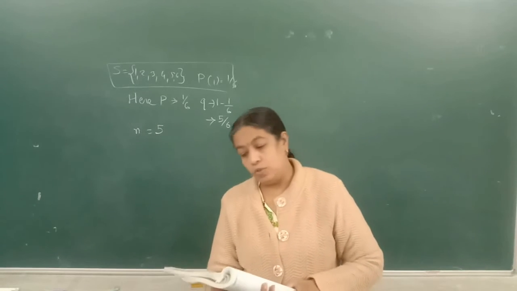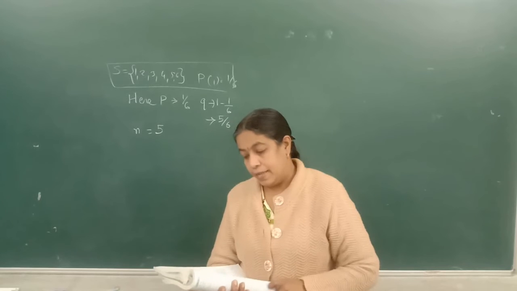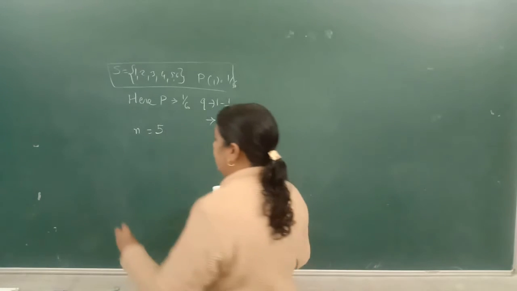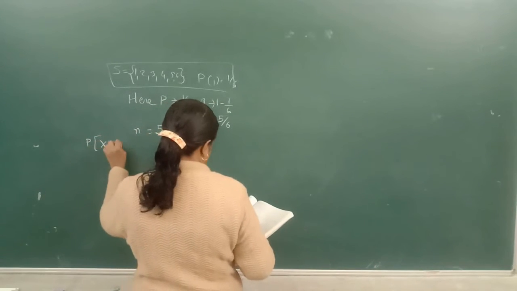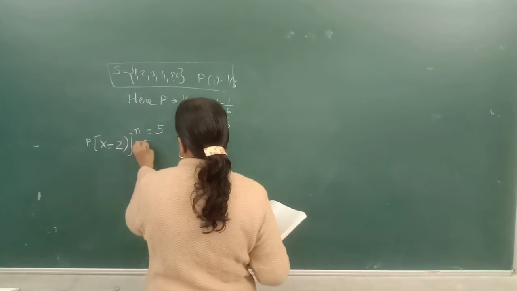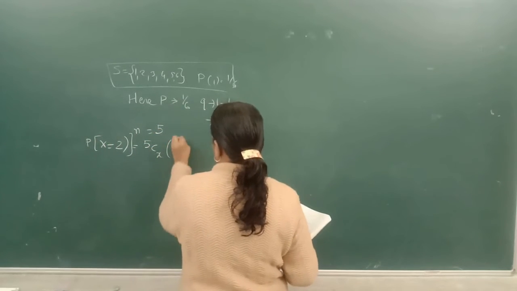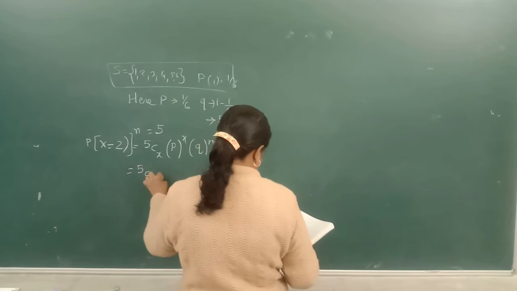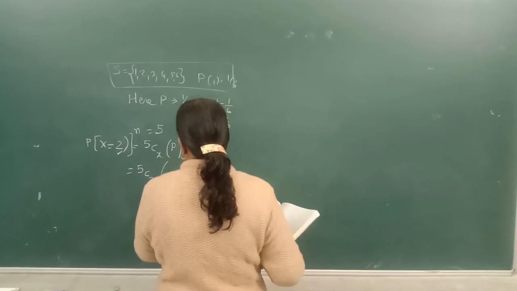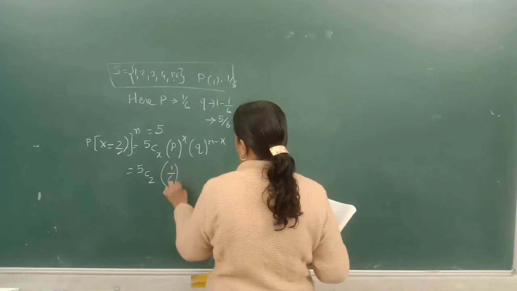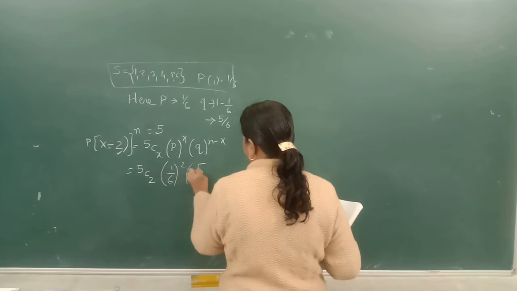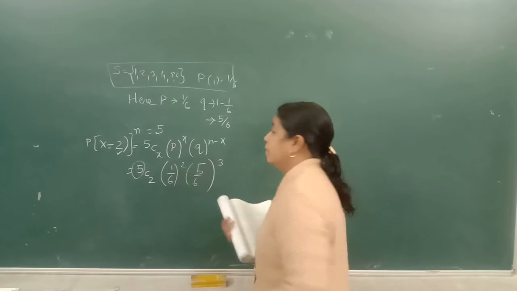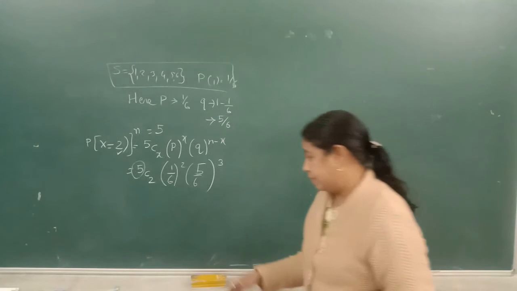Now, if a fair die is rolled 5 times, what is the probability that 2 of the rolls will show ones? Means probability of x. How many times do we want? 2 times. nCx, we write the formula p to the power x, q to the power n minus x. Now 5C2, how many times are we rolling? 2. P means 1 by 6 to the power 2, 5 by 6 to the power n minus x, the total is 5, 5 minus 2 is 3. Just find out the value of this.